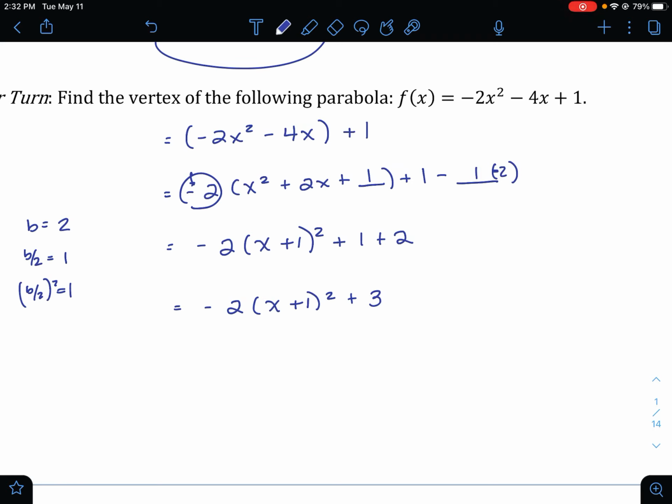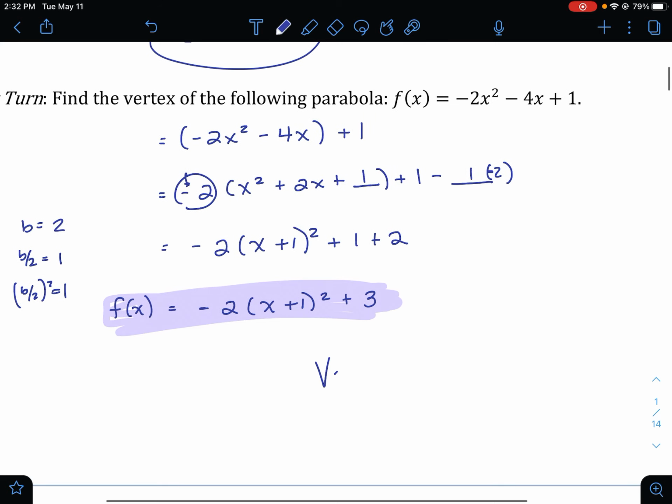So since I factored out a negative 2, I almost forgot I needed to multiply by that negative 2. Forgot my negative. I shouldn't have written it so far away from my number. So that is your answer then. Well, I guess not quite. That's your vertex form, but they did ask for the actual vertex.